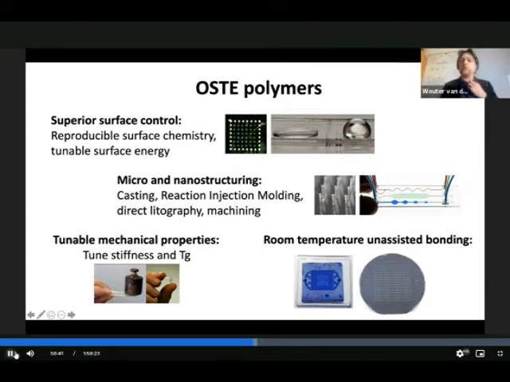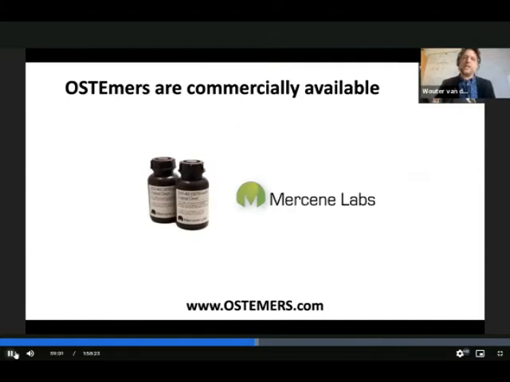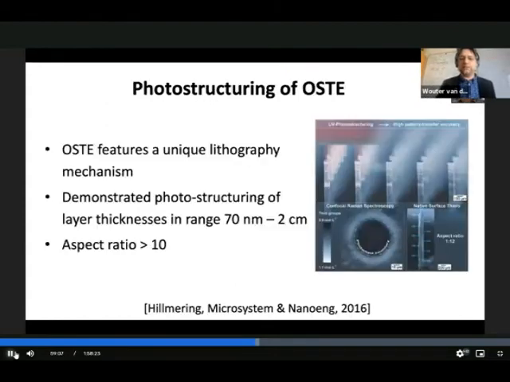You can also use it for molding or for machining. So it also works like PDMS. You can tune the mechanical properties between very floppy and very stiff, and you can do unassisted true mass bonding because you have reactive groups, so the material bonds when you bring it in contact without the use of glue. Extremely interesting in MEMS applications, I think. This is commercialized by some of my students, and you can find the company Mersin Labs where you can buy this polymer.